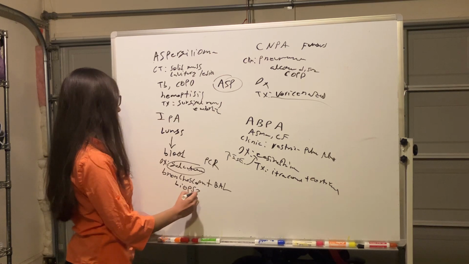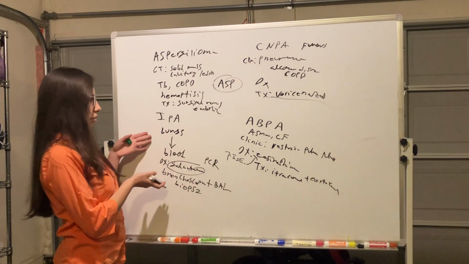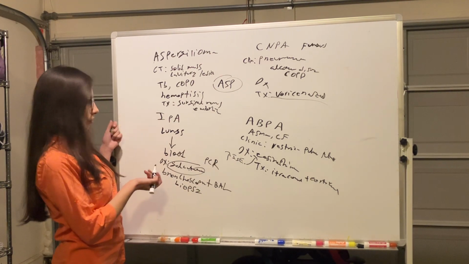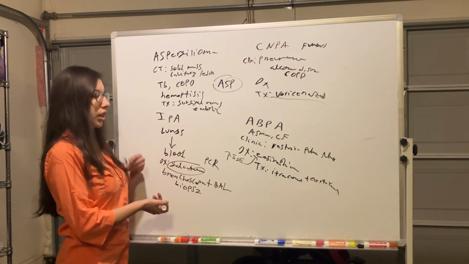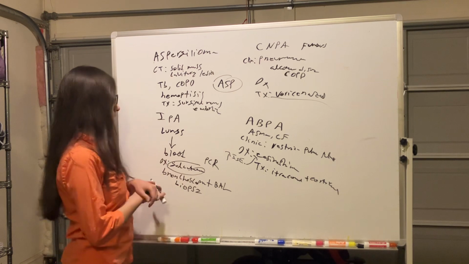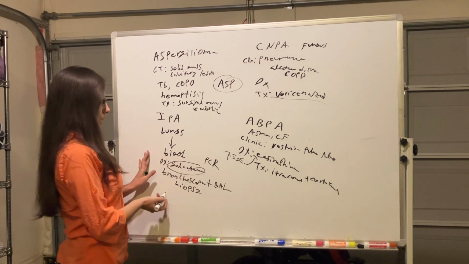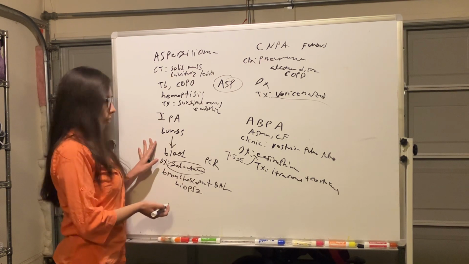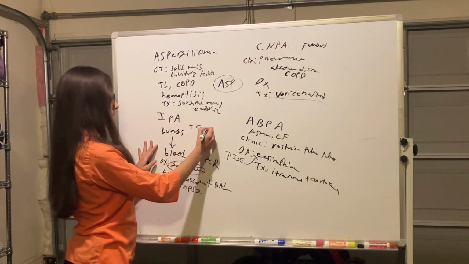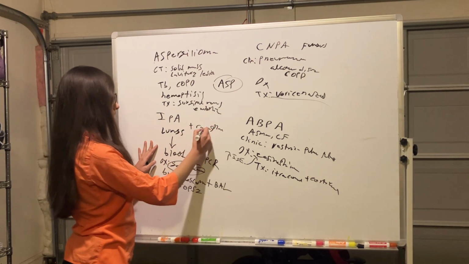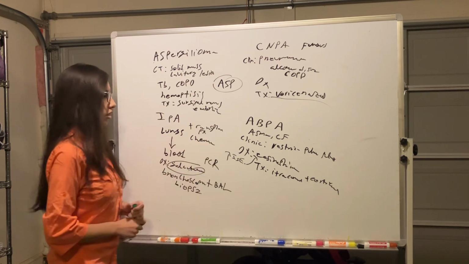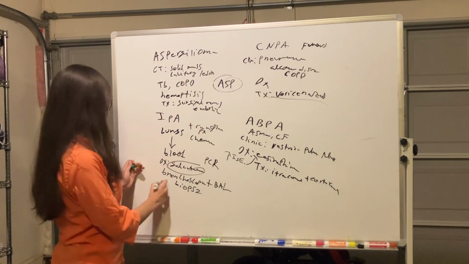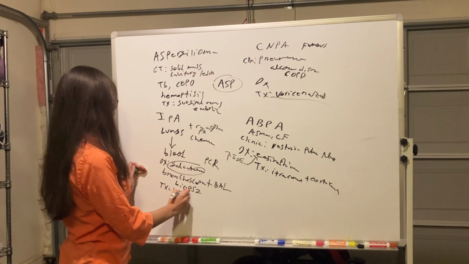The clinical presentation of this would be fever, pleuritic chest pain, cough, tachycardia, tachypnea, hypoxemia, and this is seen in patients profoundly immunocompromised, like transplant patients or chemotherapy patients. The treatment again would be voriconazole.